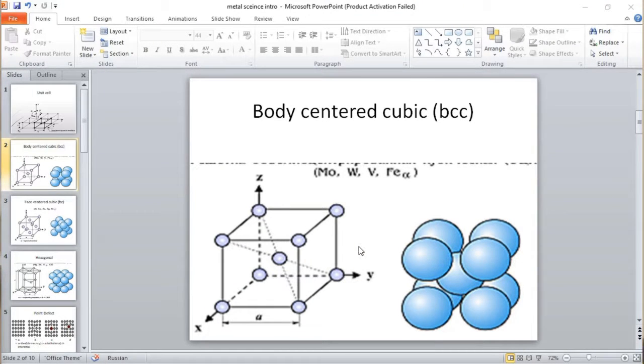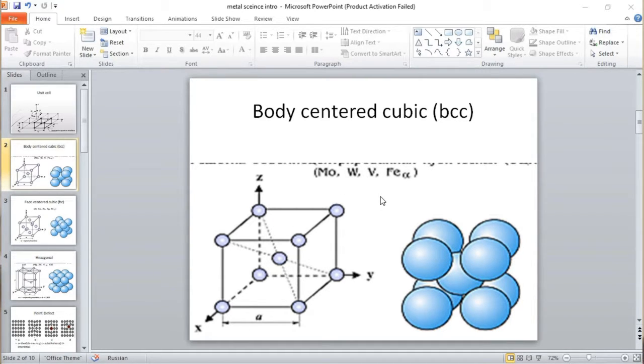We have the first one, this one. It's called body-centered cubic. So what is the body-centered cubic, BCC? If we look closely, we have a cube, and at each corner we have atoms. But right in the center of the cube, we also have an atom. So this is the first structure, and these are examples of metals with this kind of lattice structure.